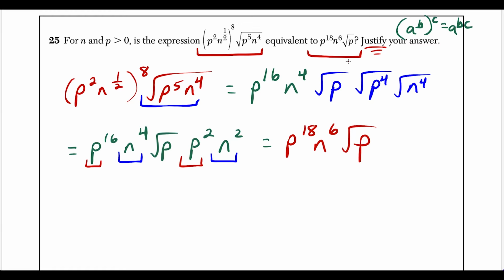And notice this matches what we were trying to show. Is this expression equivalent to this expression? We could say yes. And the justification is all the work that we just showed.